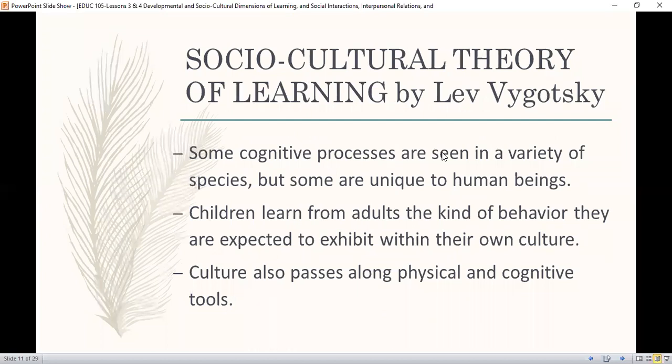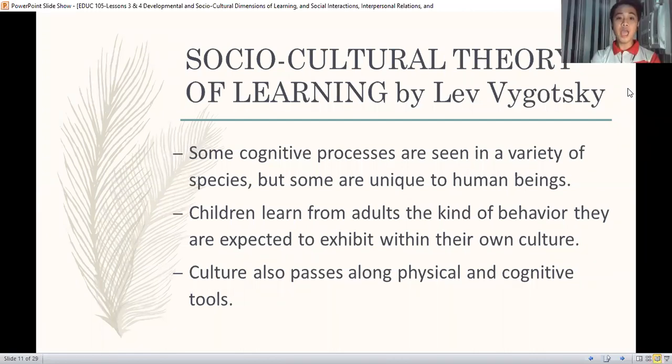Okay, let's now have the sociocultural theory of learning by Lev Vygotsky, a very prominent authority or an expert when it comes to theories about learning. But Lev Vygotsky's stand is that it's not cognitive. Learning is in relation to socio-cultural factors. So it's more on the external environment. So what's the point of Lev Vygotsky? It says here, according to Lev Vygotsky, some cognitive processes are seen in a variety of species, but some are unique to human beings.